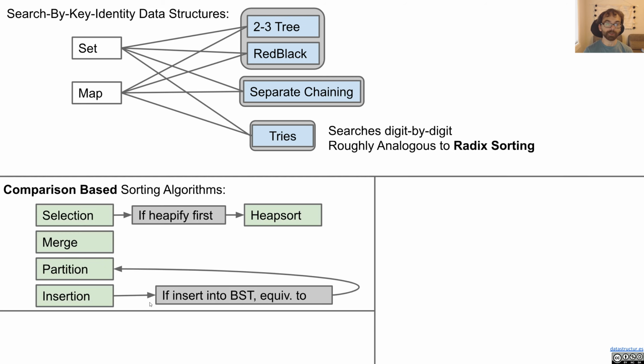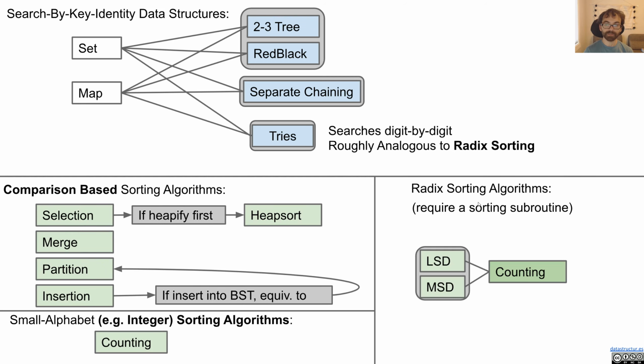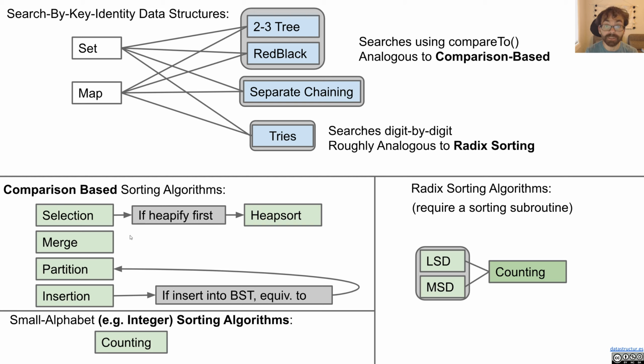But basically here, our comparison-based sorts, our alphabet-based sorts, and our radix-based sorts can be thought of as analogs of these three up top. So for example, the 2-3 tree and red-black tree are analogous to comparison-based sorts because they use comparisons to keep the information organized in the search problem. And in the sorting case, it uses comparisons to bring things into order. So there's a deep connection here.